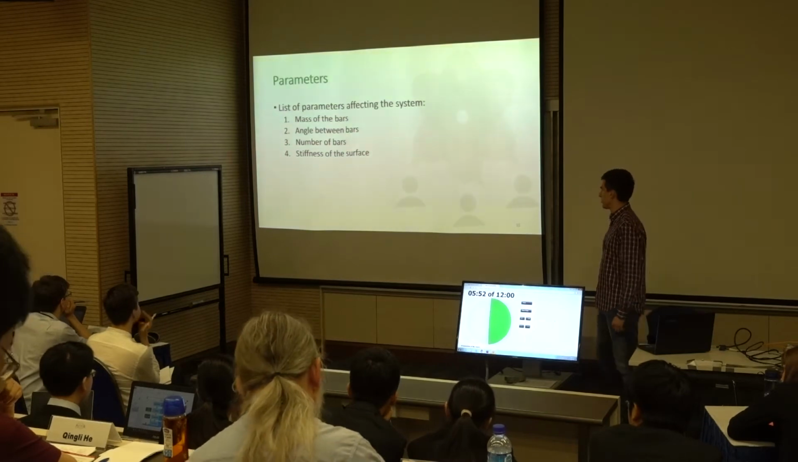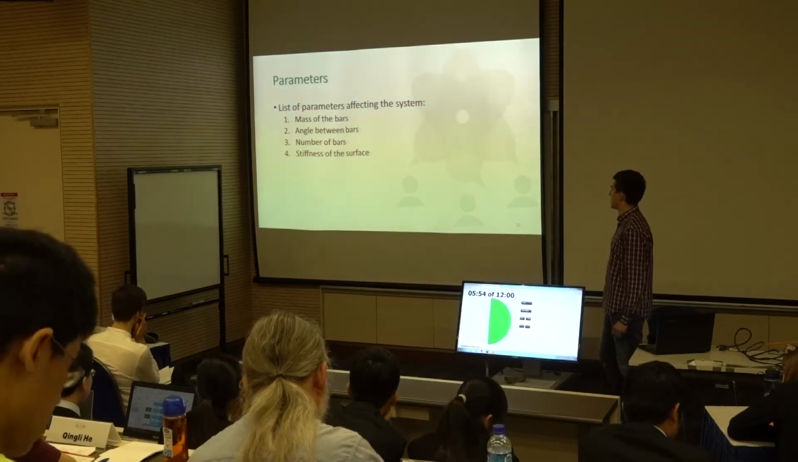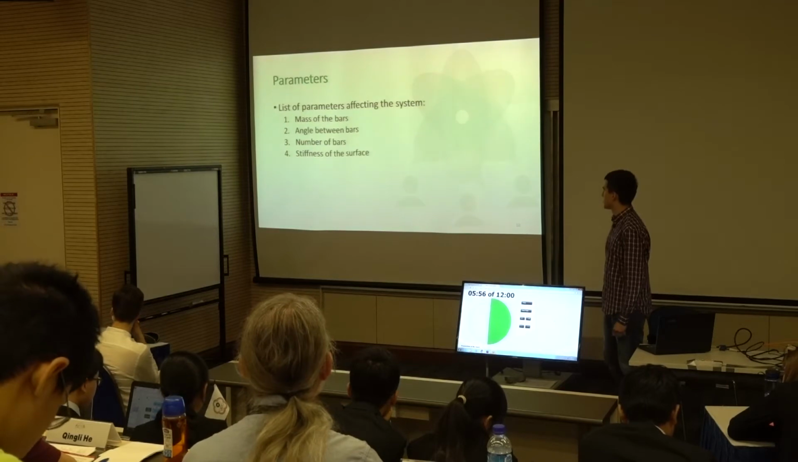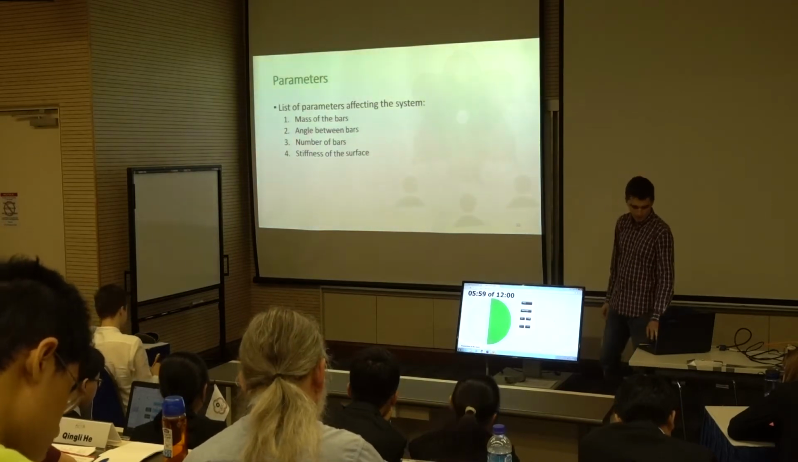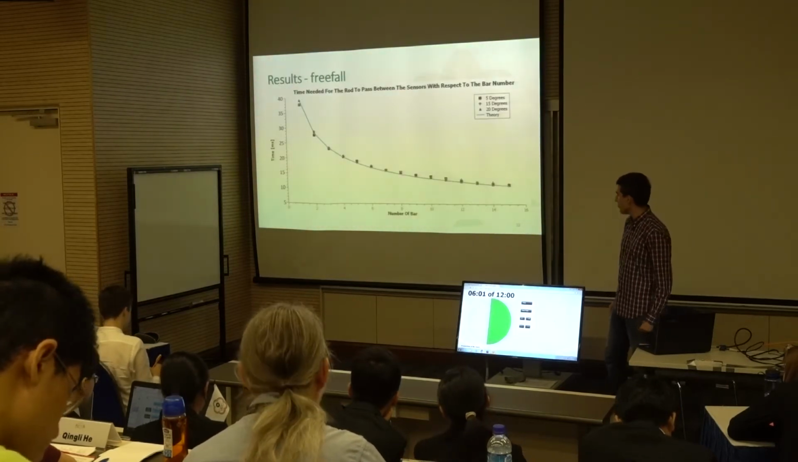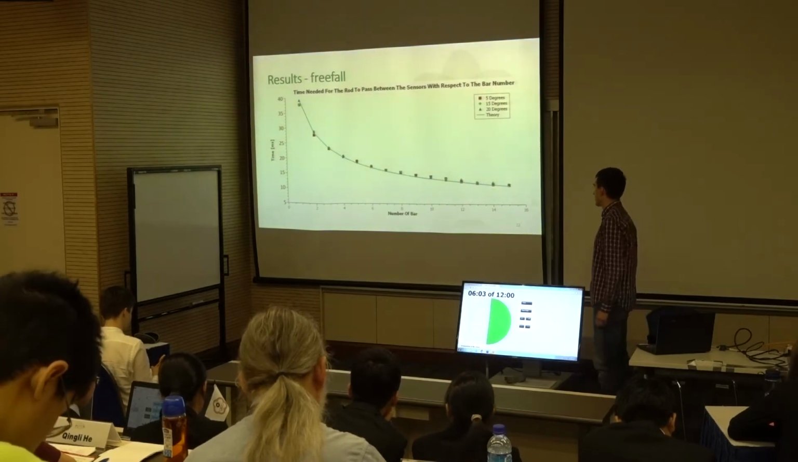These are some of the parameters that we'll be talking about. These are mass of the bars, angle between bars, number of bars, and stiffness of the surface itself. Here is the first graph we got.